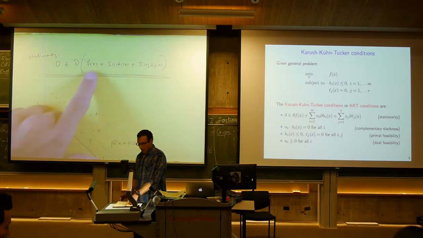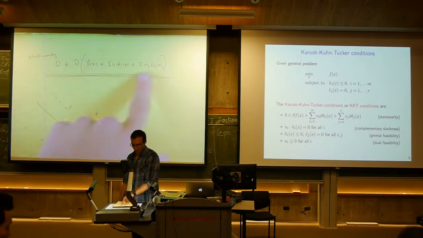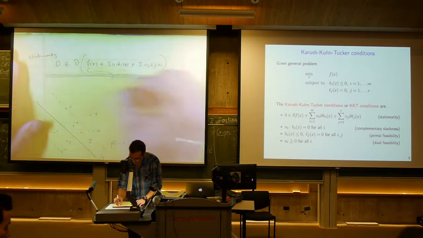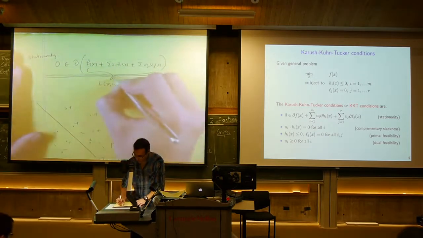We're supposed to just be thinking that x minimizes the Lagrangian at the point u and v. This is exactly the Lagrangian. This thing is defined to be the Lagrangian, so this is the way you should be thinking about it.